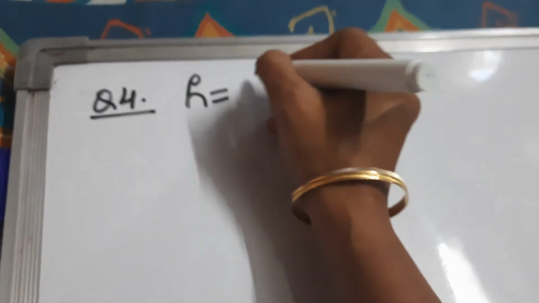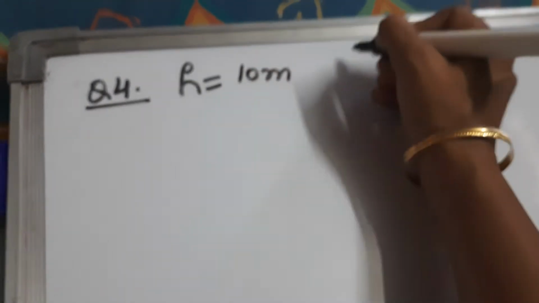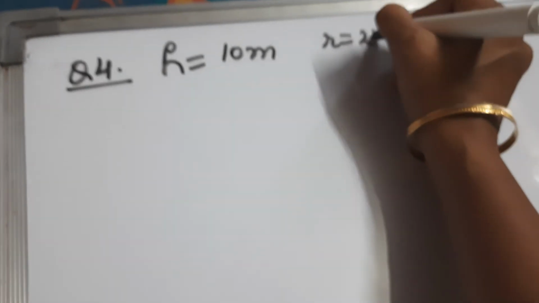So in the first part we have to find out the slant height, and in the second part, dear students, we need to find out the canvas required to make the tent. We need the canvas only for the curved part, because the base will be on the ground. So we will find out curved surface area for the second part. So let us write down question number 4. Height given to us is 10 meter and radius is 24 meter.